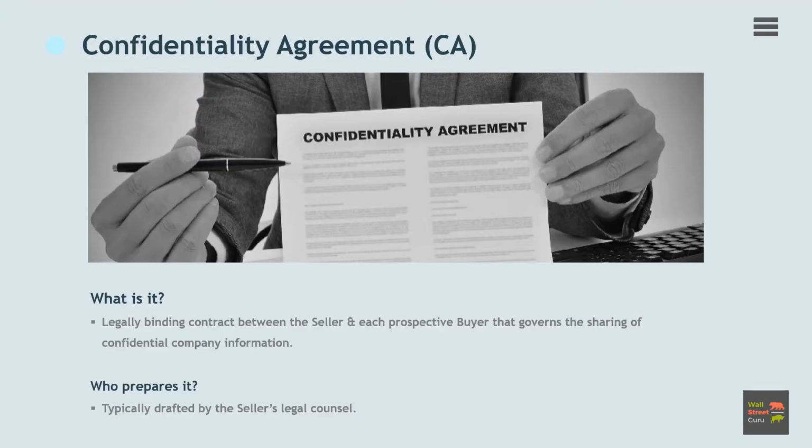A confidentiality agreement, or CA, is a legally binding contract between the seller and each prospective buyer that governs the sharing of confidential company information. The confidentiality agreement is typically drafted by the seller's legal counsel and distributed to prospective buyers along with the teaser, with the understanding that the receipt of more detailed information is conditioned on execution of the confidentiality agreement.